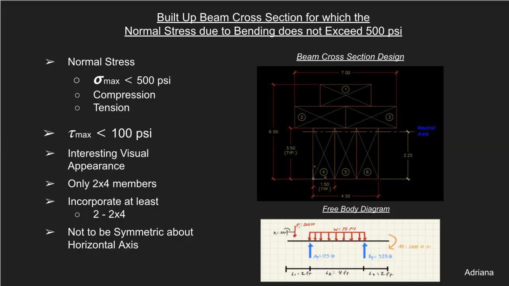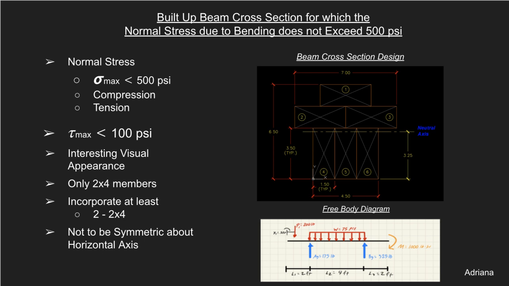Hello, my name is Adriana Velasquez, and I was tasked with designing the beam section and fastener spacing portion of our design. Based on our free body diagram, you can see that the biggest value I would have to consider for the 2x4 placement was the moment at the right of the beam. At 1,000 pounds per foot, it's going to cause the beam to concave up.